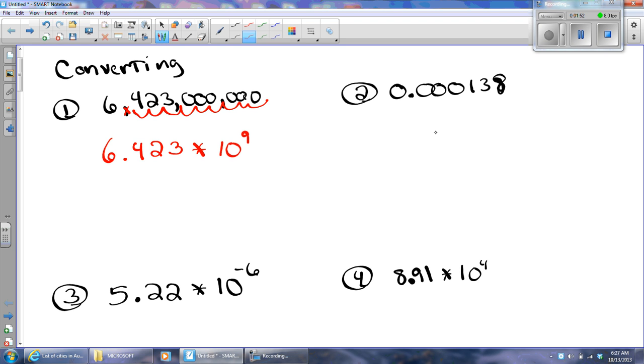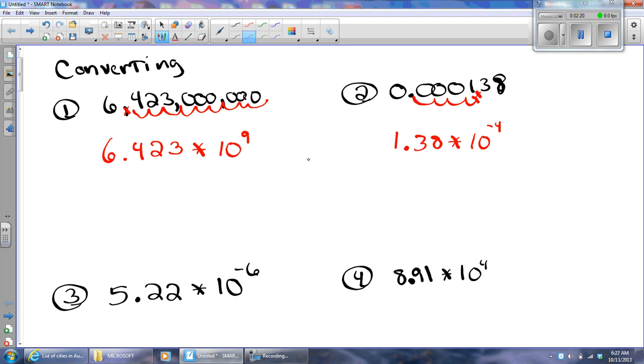Number 2. I know I need my decimal point to go there. This time I'm actually not dividing by 10, I'm multiplying by 10. How many times? 1, 2, 3, 4. Looks like I'm going to multiply, times, oh, 3, 8. I got confused there, sorry. 10 to the negative 4th.